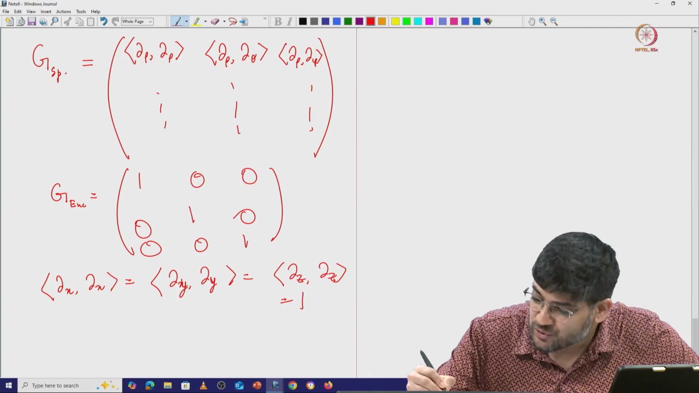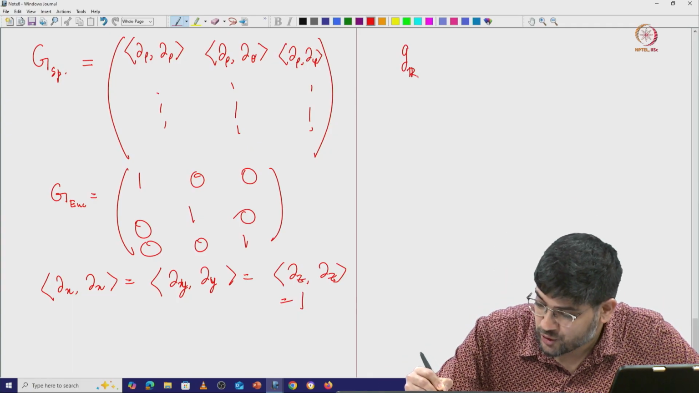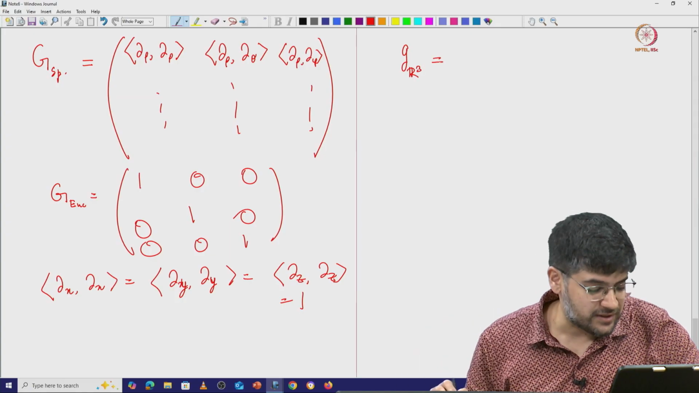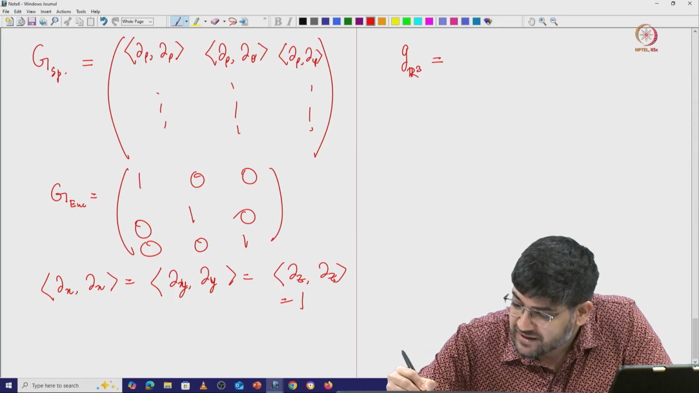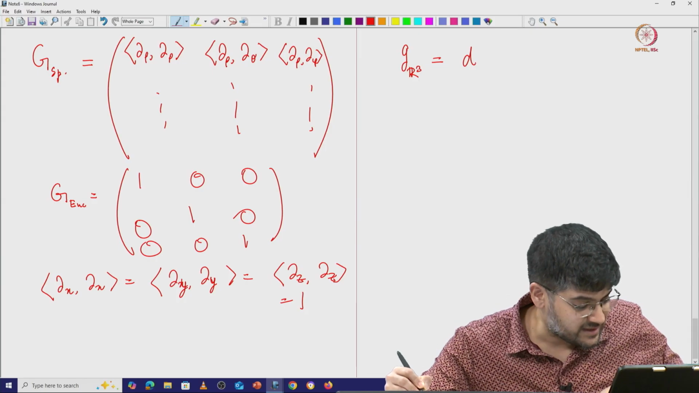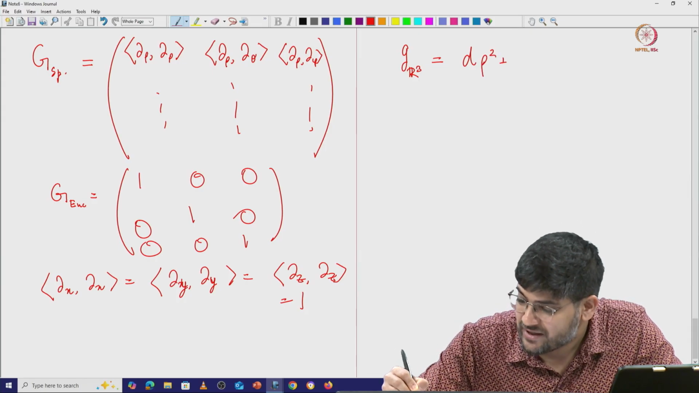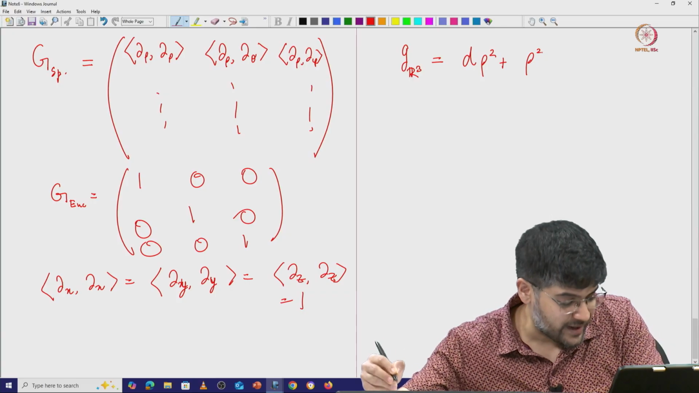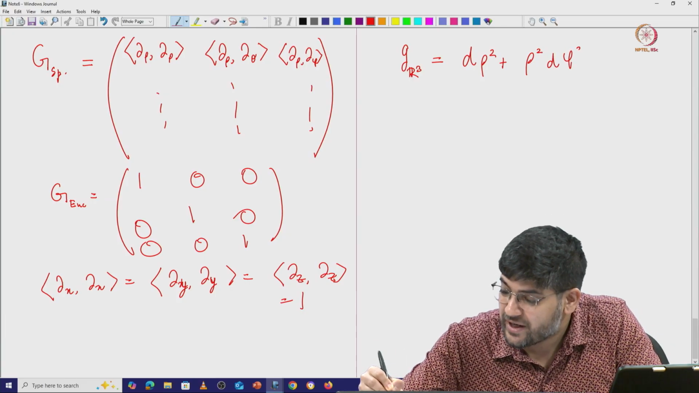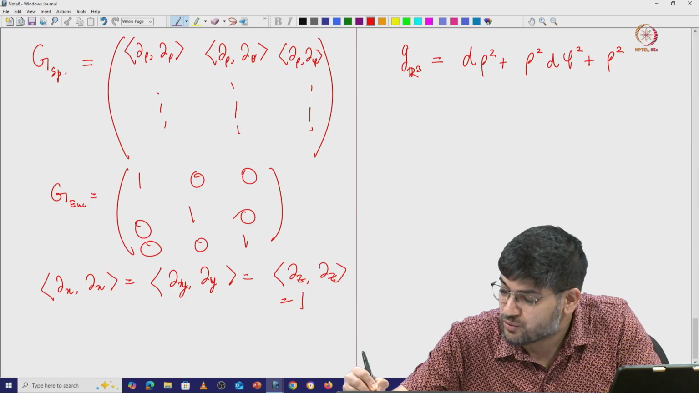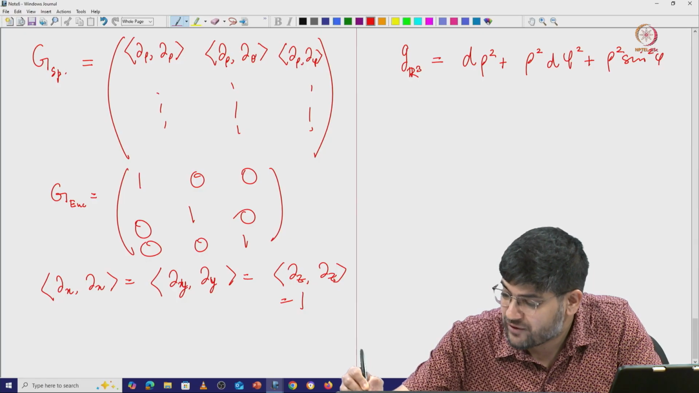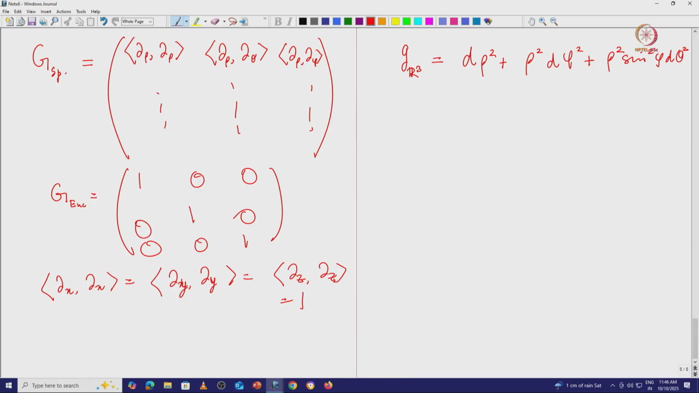So using that, if you do this calculation, I'm not going to write out all the calculations. You can actually check that this is given by d rho squared plus rho squared d phi squared plus rho squared sin squared phi d theta squared. So the same flat Euclidean metric in spherical coordinates has this formula.